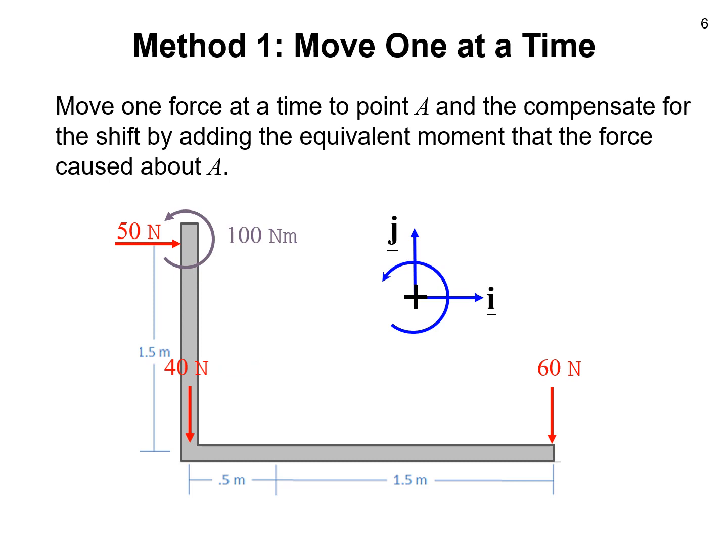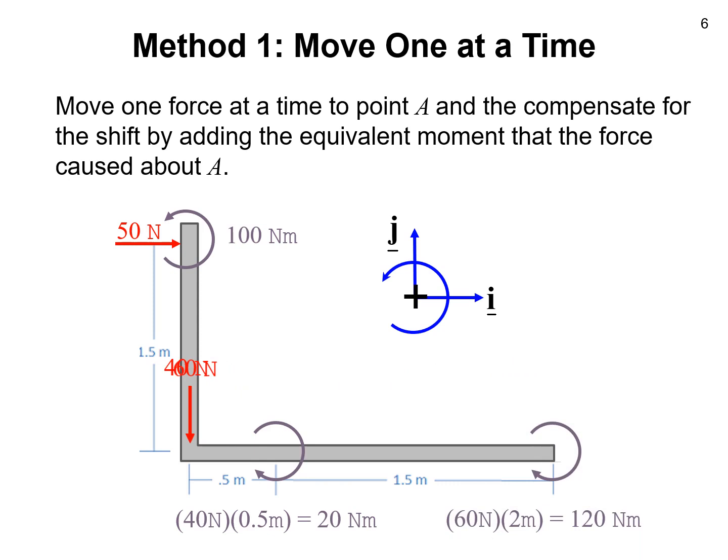Now by doing that, the 40 Newton force originally caused a clockwise moment about point A. So I'm going to replace that action with a free torque equal to 40 newtons multiplied by 1/2 of a meter, which was the original distance, and that gives me 20 Newton meters clockwise. The same with the 60 Newton force. If I slide it over, I recognize that it had also created a moment about A of 120 Newton meters.